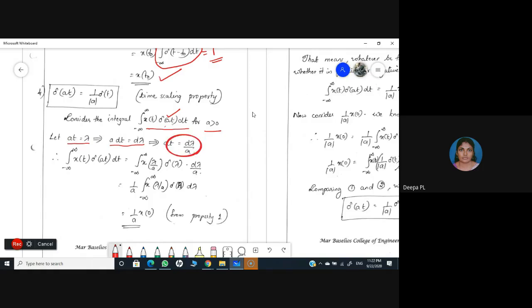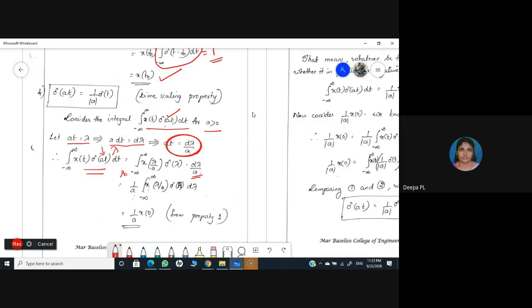If this is the case, this integral can be written by substituting at as lambda. Therefore t changes to lambda by a, so x of t changes to x of lambda by a. Delta of at changes to delta of lambda, and dt changes to d lambda by a, where lambda is varying from minus infinity to infinity. Now I have a constant 1 by a, so I take 1 by a outside the integral.